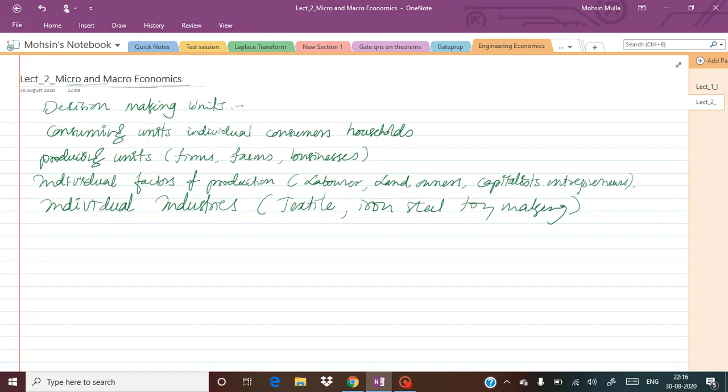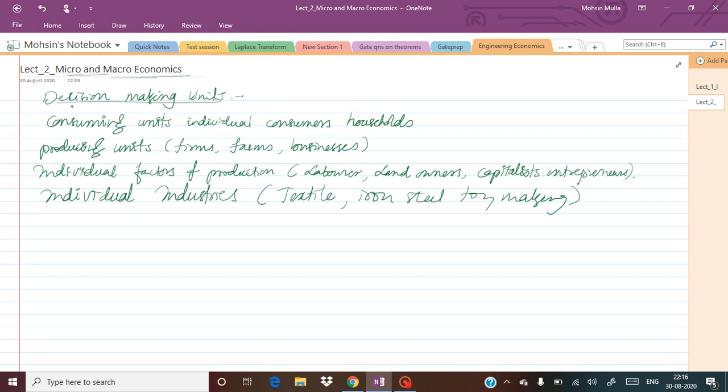So here different decision making units are being considered in the case of microeconomics. Right now we are talking about microeconomics. Those individual units might be consumer units, producing units, individual factors of production, or individual industries. The examples are also listed here.